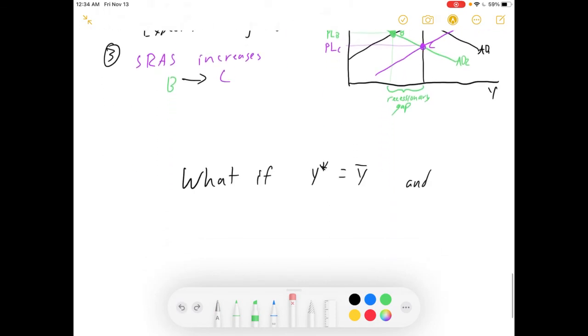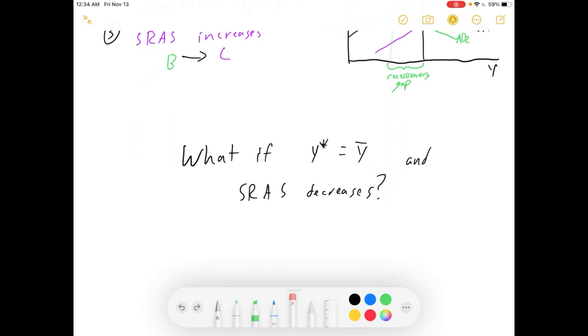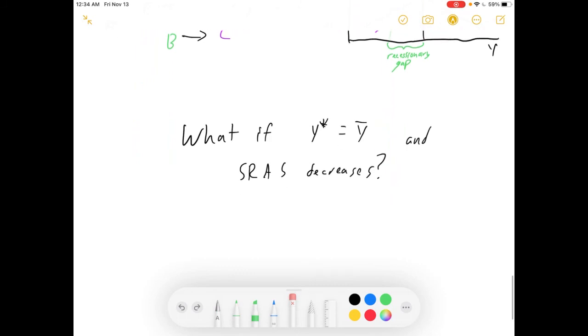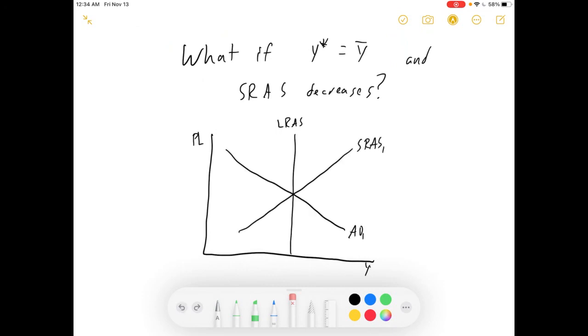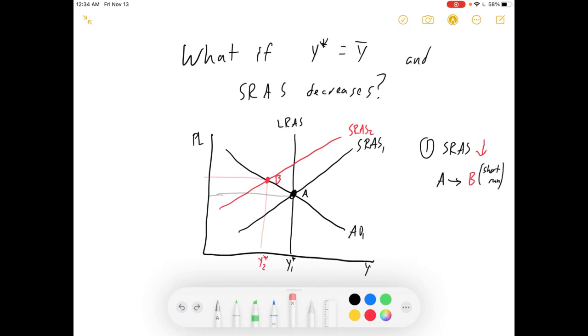Let's do something else real quick. What if you're in equilibrium and the short run aggregate supply curve decreases? What then? Okay, so here's our equilibrium, and then we decrease the short run aggregate supply curve from A to B. Lower GDP, we're in a recessionary gap, we have higher price level, and this is the short run movement. It happens all at once.